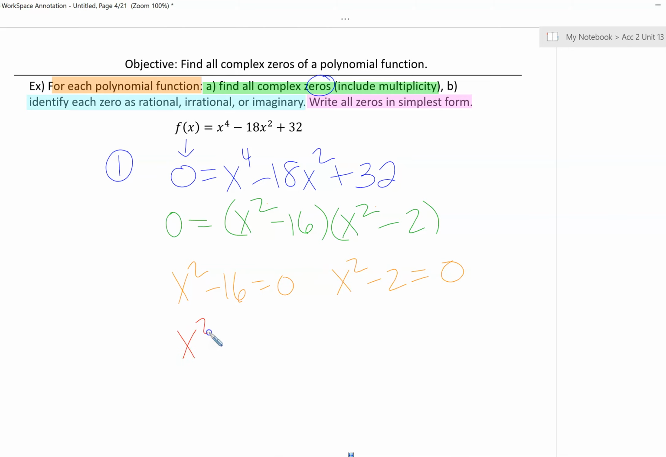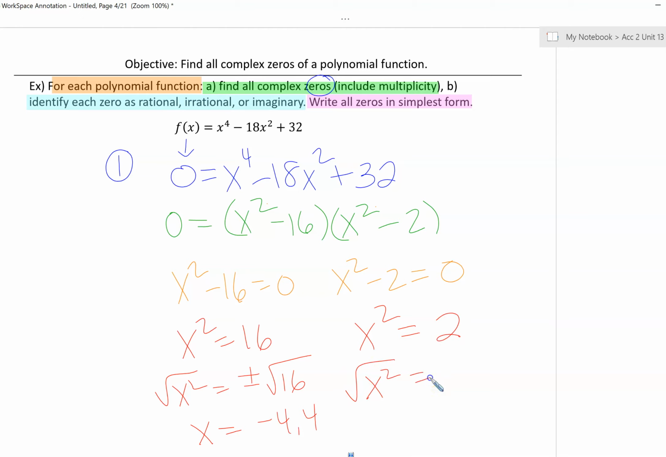And here we get x squared equals 16, and we take our square root of both sides. Remember that plus or minus. And we get zeros of -4 and +4. Here we're looking at x squared equals 2. So the square root property gives us plus or minus the square root of 2, which cannot be simplified.